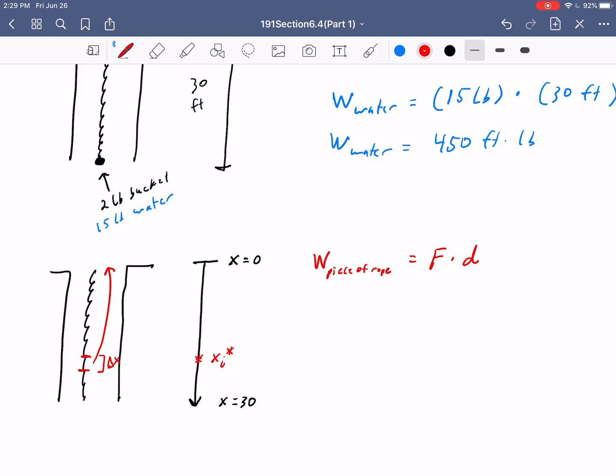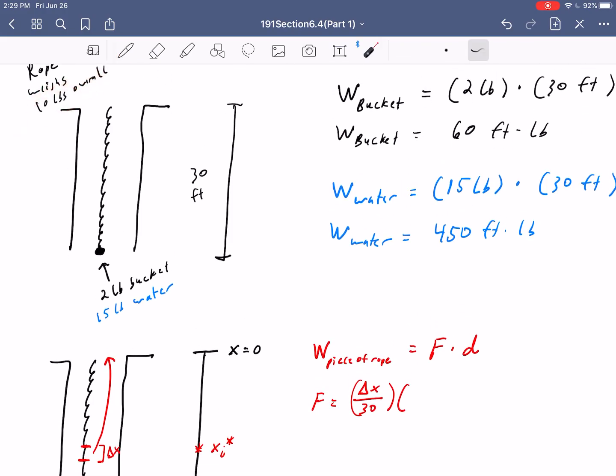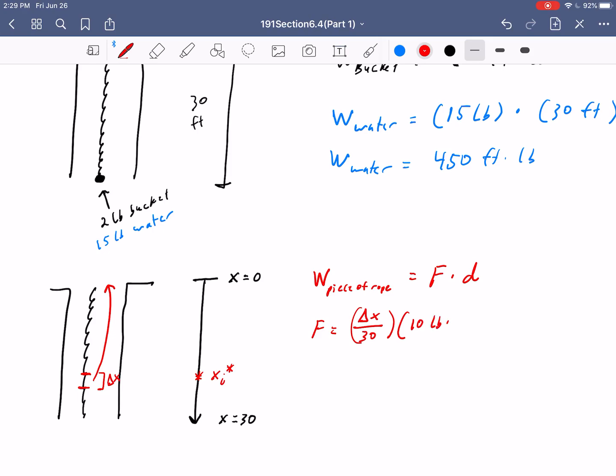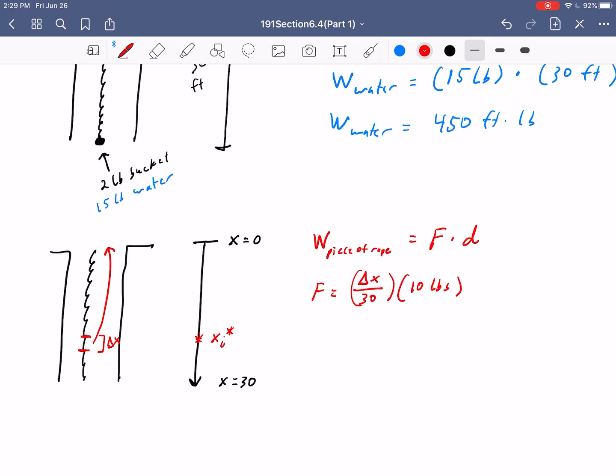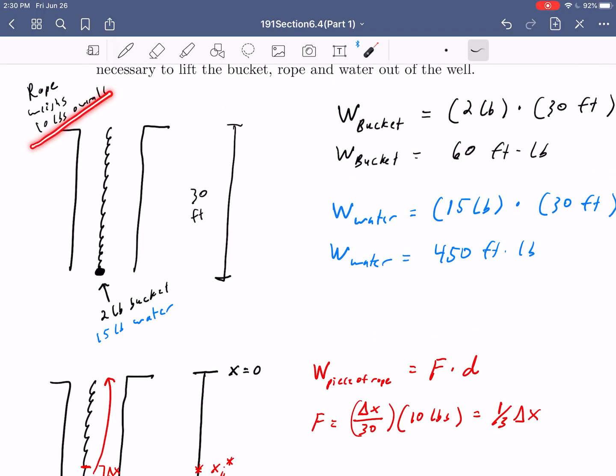So as a proportion, we can say that the force here is delta x over 30. That's how much of the rope it is, times the fact that it is 10 pounds overall. So the actual weight of just that little segment is delta x over 30 times those 10 pounds. If you want, you could simplify that and recognize that as 1/3 delta x. If you've taken some physics, you probably know what that 1/3 represents. That's what we call the linear density, because what we're basically saying is if you have 10 pounds distributed over 30 feet, then it weighs 1 pound for every 3 feet, or 1/3 pounds per foot. That's exactly what this is saying here.